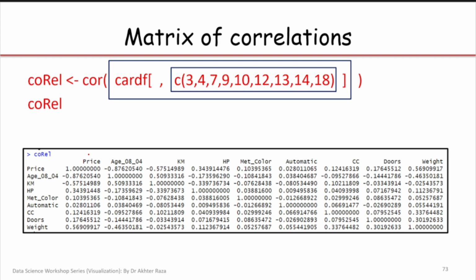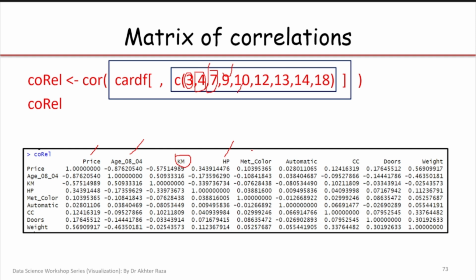Because it is the correlation between price and price. Sorry, it's not a graph; it's the correlation between price and price. This is the correlation between age and price. Column number 3, as I told you, is the price. Column number 4 is the age. Column number 7 is kilometer. Column number 9 is horsepower.